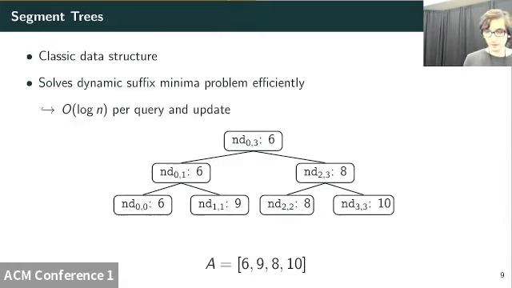And segment trees are a standard data structure to solve the dynamic suffix minima problem. A segment tree is essentially a binary tree. Each node in the tree has an associated range, and the value of each node represents the minimum value of the array in that range. By using this data structure, it is possible to answer each update and query operation in dynamic suffix minima in log n time, where n is the size of the array.